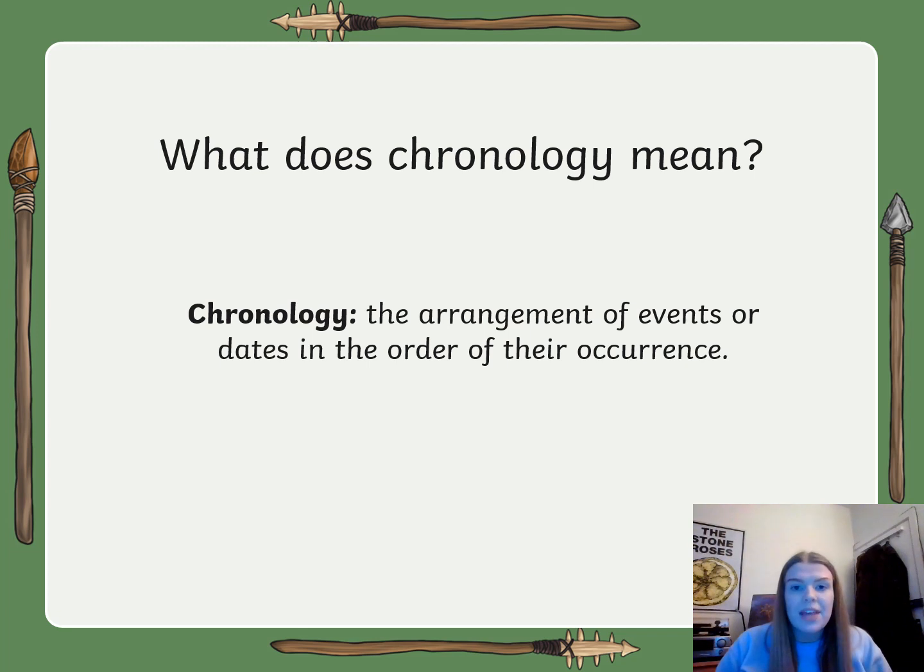Okay, so we're going to start by thinking, what does that word chronology mean? Okay, say it with me, chronology. Okay, have a few seconds to think, do I know what that word means? Okay, for those of us who are struggling, you might have noticed that we've put a definition up so you can have a look. It says the arrangement of events or dates in order of their occurrence. So chronology basically means the order or the way that things have happened. Okay, so events and dates in order of when they happened.